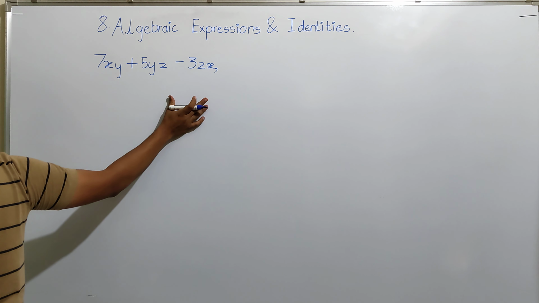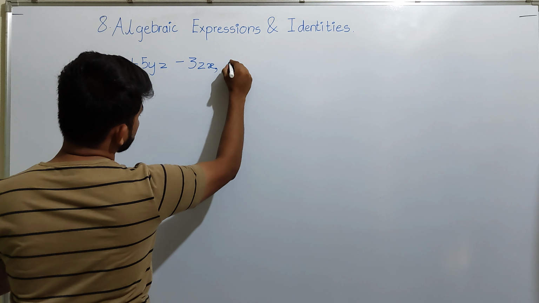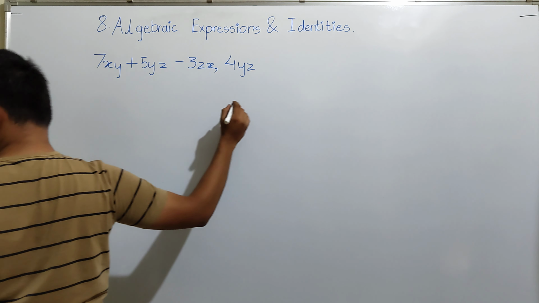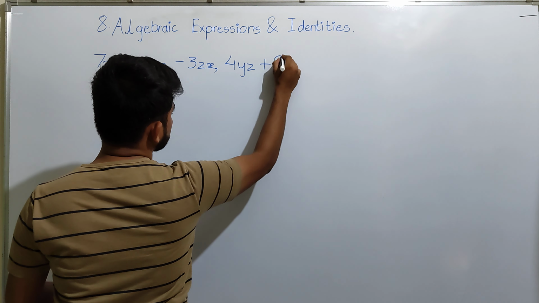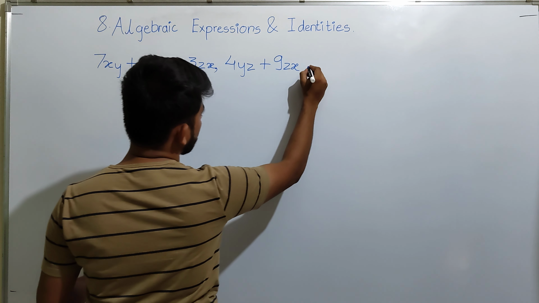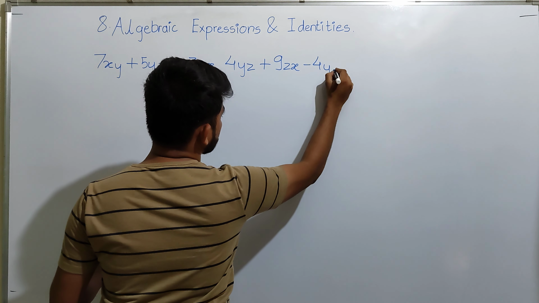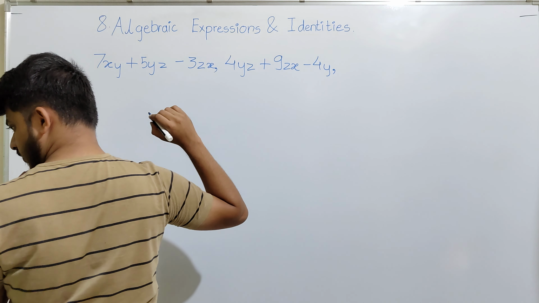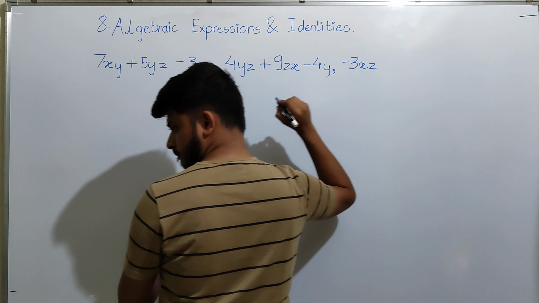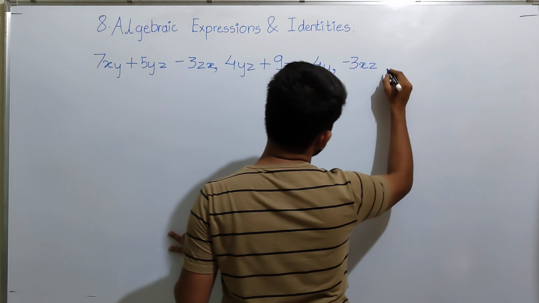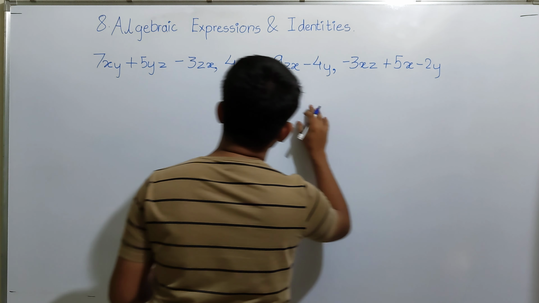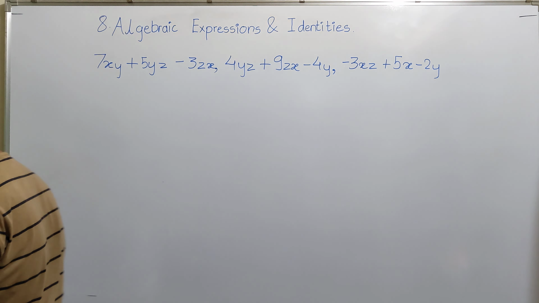This is the one equation. The second equation is 4yz plus 9zx minus 4y. The third equation is minus 3xz plus 5x minus 2y. So these are the three equations, and they have said to add.